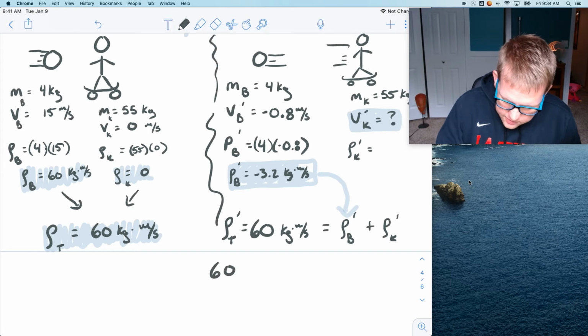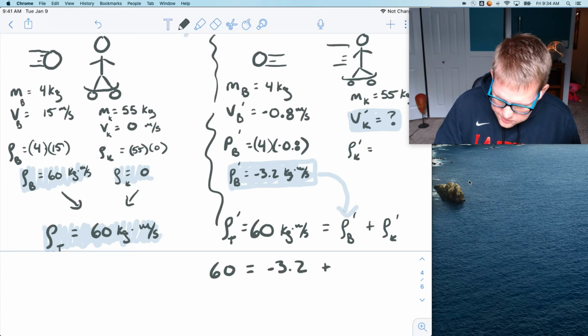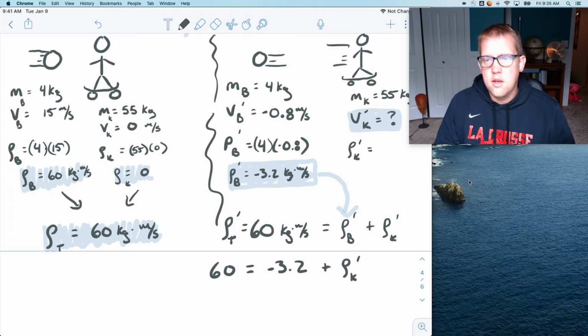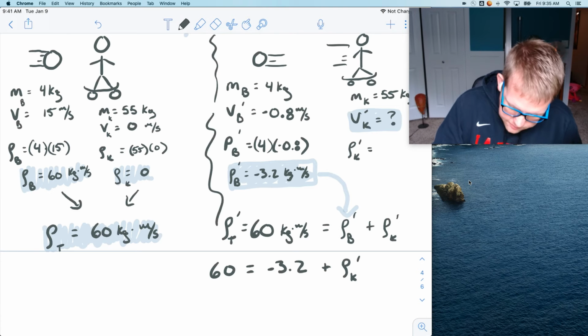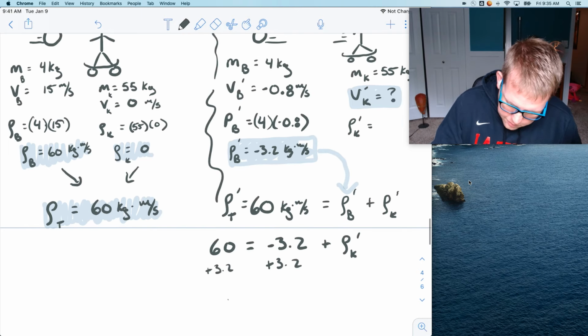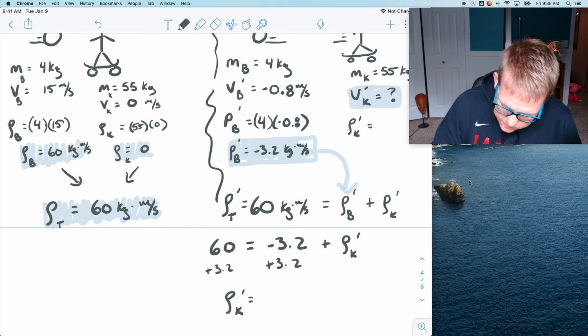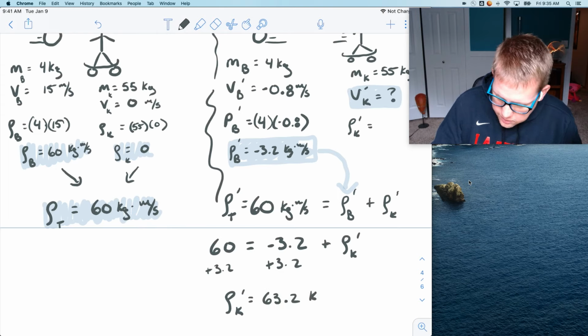We would have 60 equals negative 3.2 plus the momentum of the kid after. All right. To solve for the momentum of the kid, we just add 3.2 to both sides. And so the momentum of the kid after the collision is going to be equal to 63.2 kilograms times meters per second.